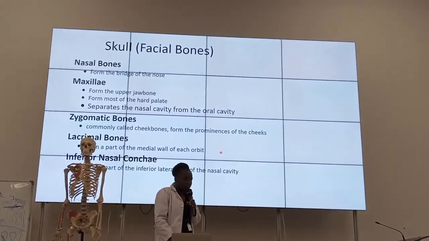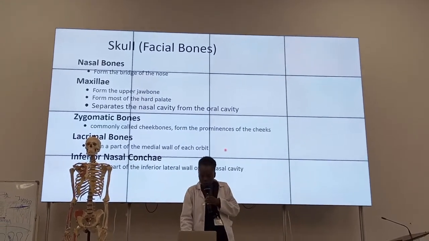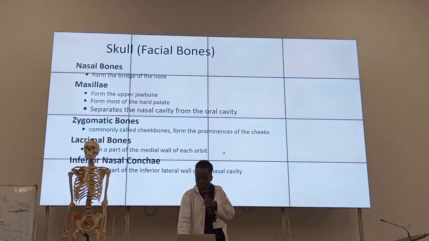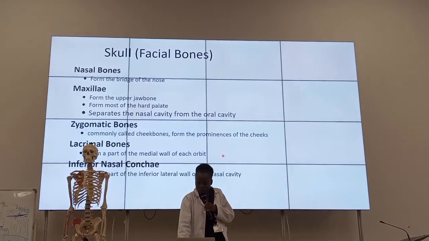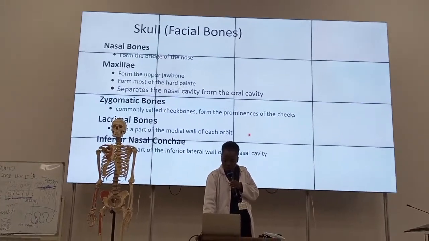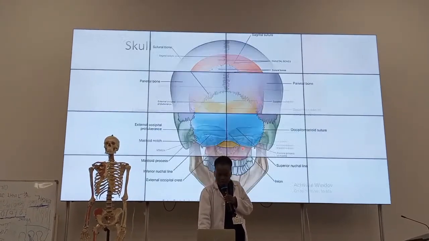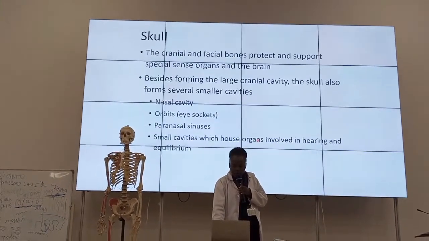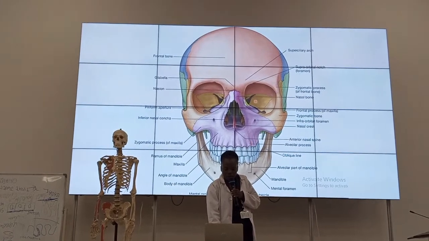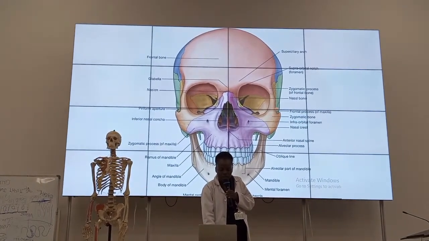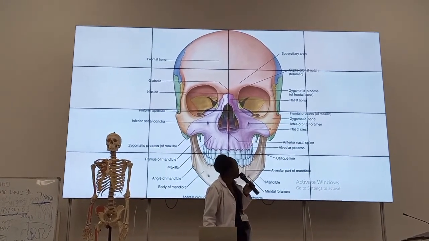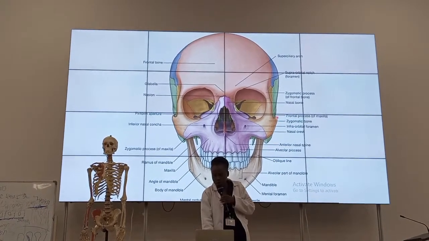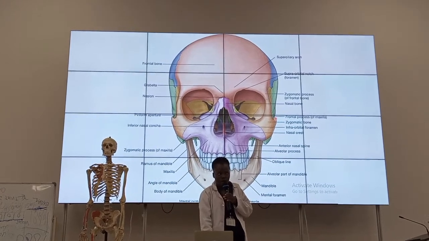The next facial bones that we're going to talk about are the zygomatic bones. The zygomatic bones, commonly referred to as the cheekbones. So when you look at a diagram like this one, our zygomatic bone is this one here. Okay, that's the zygomatic bone, and it is paired also. There's one on the right, one on the left.